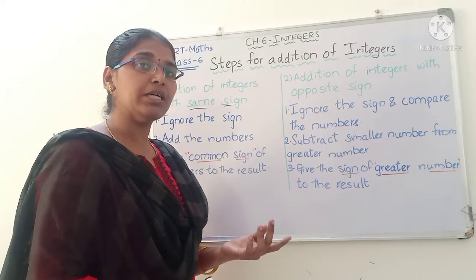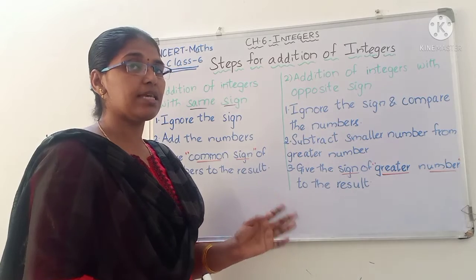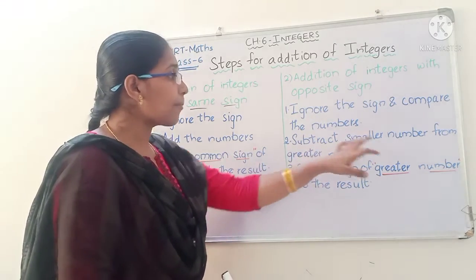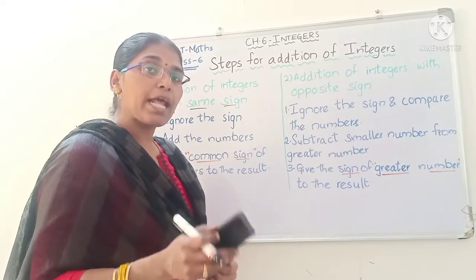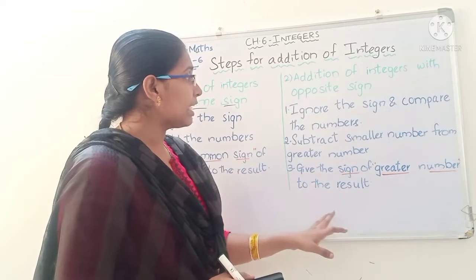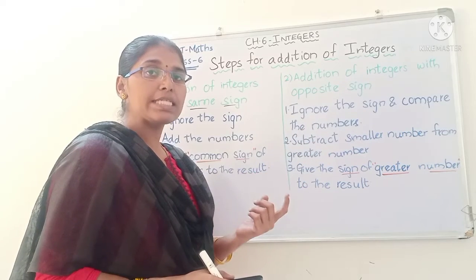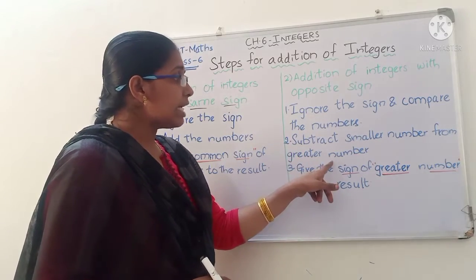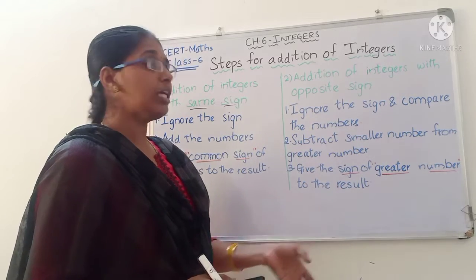When you compare the numbers, you ignore the sign. Don't consider the sign when you are comparing the numbers. When you compare, you will know which number is greater, which number is smaller. Then subtract the smaller number from the greater number. You always subtract the small number from the greater number. Then give the sign of the greater number. In step 1, when you compare the numbers, you know which number is greater. Now find the sign of that greater number, and to the result you get from step 2, apply the sign of the greater number to the result.